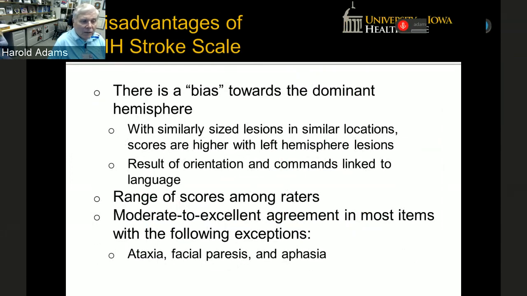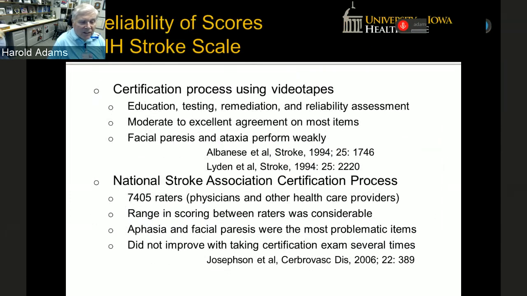To address this, certification programs have been developed for the NIH Stroke Scale. We did one in the early 1990s. That's the paper by Albanese, and Pat Lyden and his colleagues at UCSD did one to come up with ways to remediate and to actually certify our raters. And the National Stroke Association found that there is a range among raters with, once again, aphasia and facial weakness being the most problematic items on the scale.